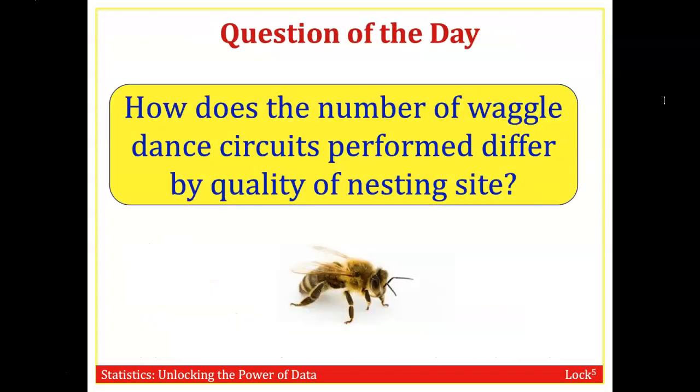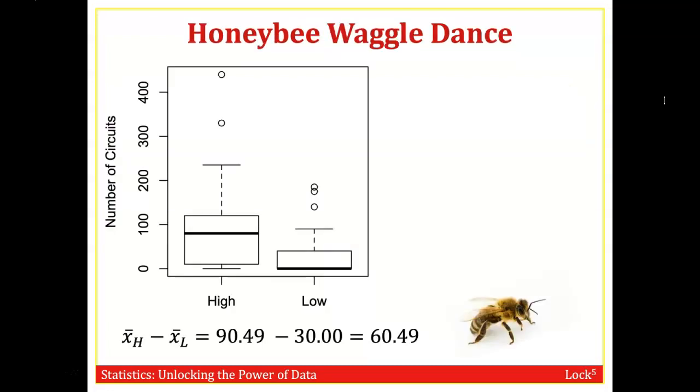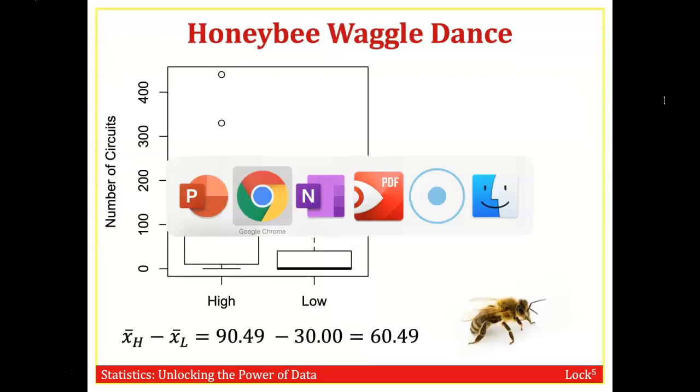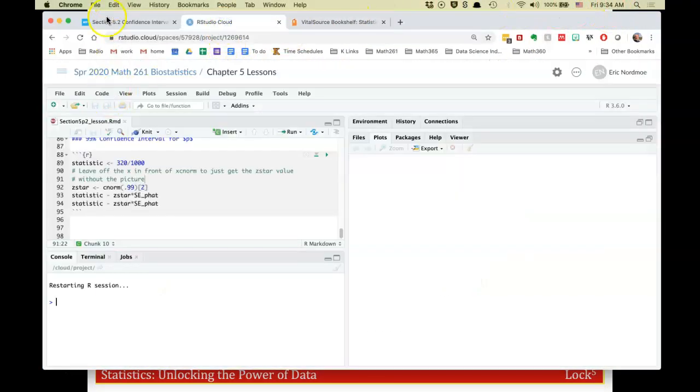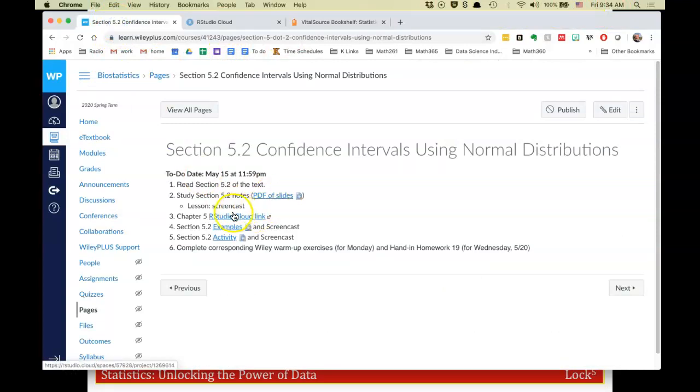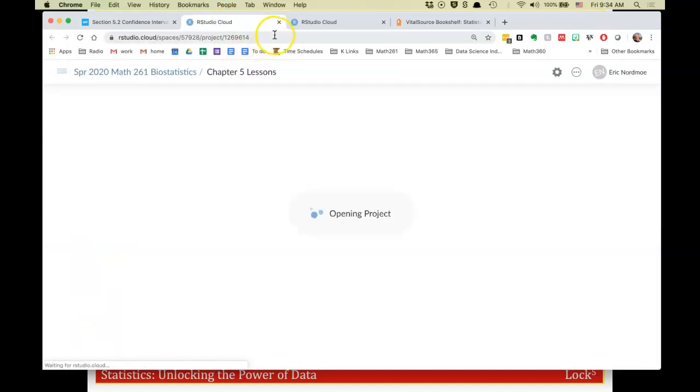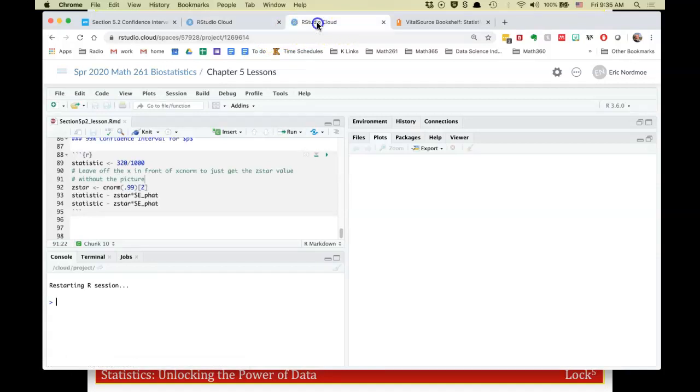Okay. So how does the number of waggle dance circuits performed differ by quality of nesting site? So we can take a look at the data. Now actually I have it open in RStudio. So let's see, in the RStudio Cloud link that you have here, let me just double check that this brings to the right space. And it does.